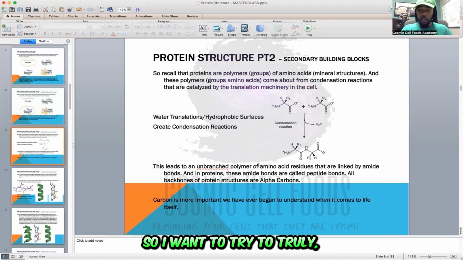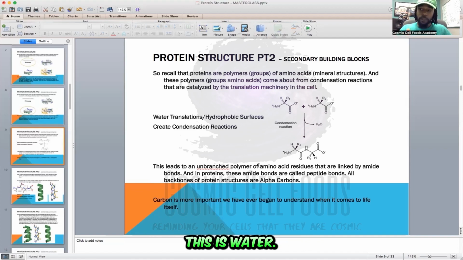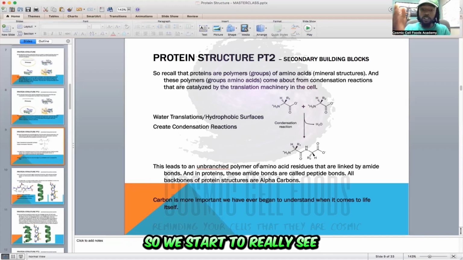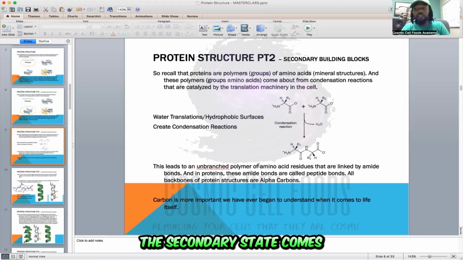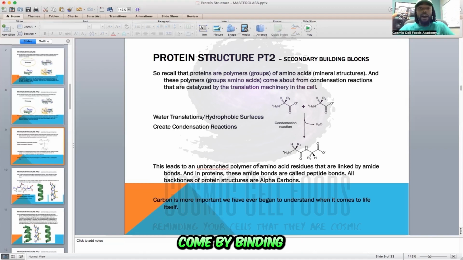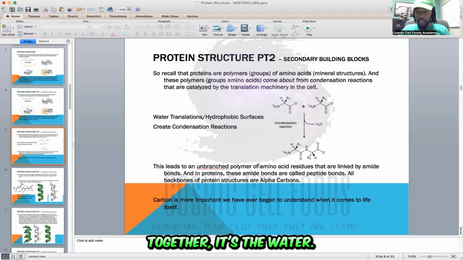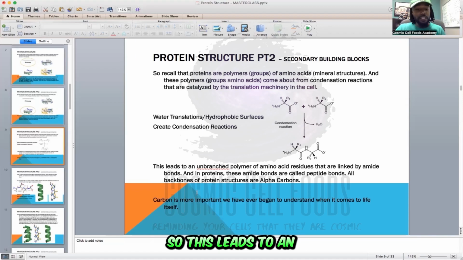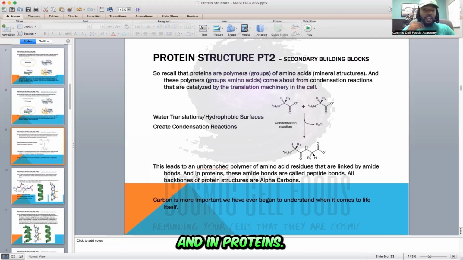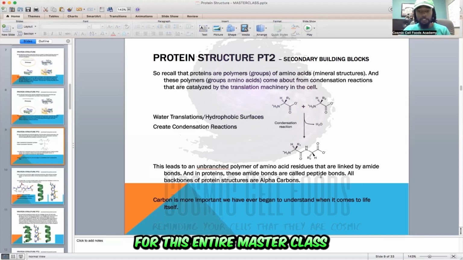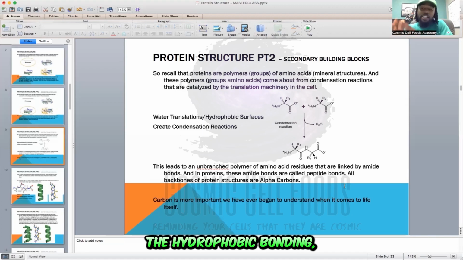I wanted y'all to truly, thoroughly understand this. It's water, the hydrophobic bond that helps bring these mineral structures together. So we start to really see the importance of water. After that primary state, the secondary state comes by binding these two amino acids, these two mineral structures, together. It's the water. This leads to an unbranched polymer, or group of amino acid residues, linked by amide bonds. In proteins, these amide bonds are called peptide bonds, as we've been going over for this entire masterclass so far.